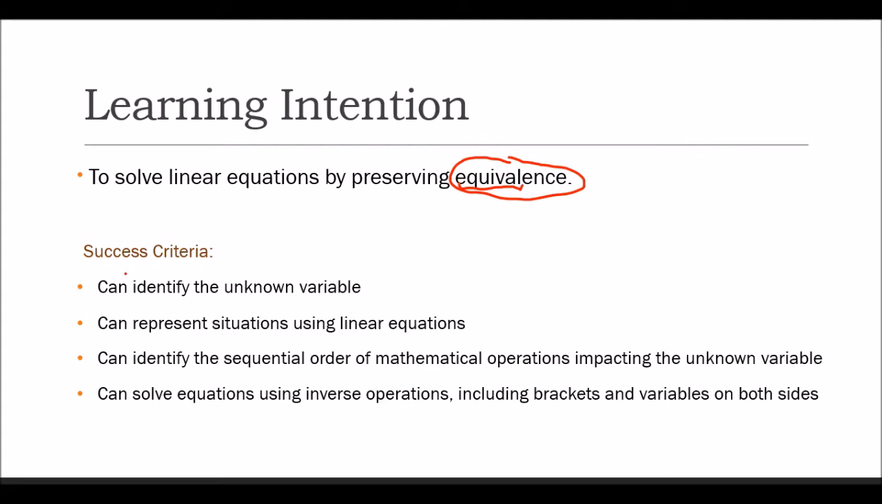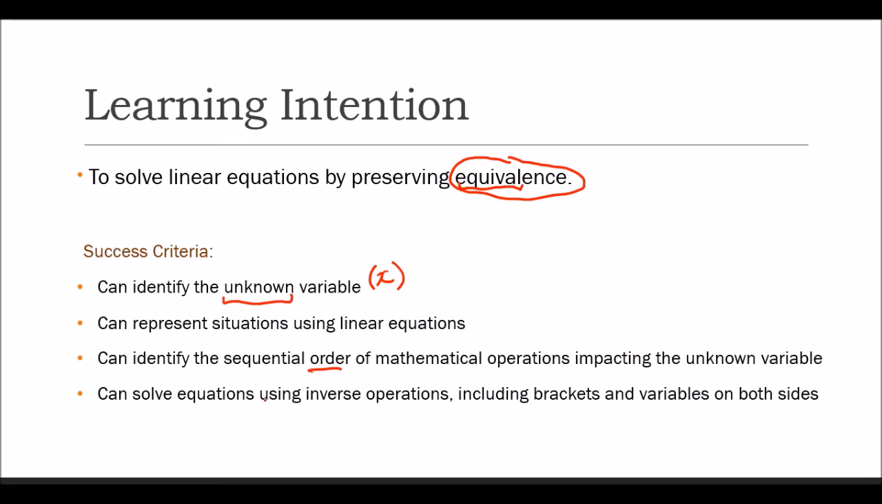And as our success criteria, you'll know how to find the unknown variable. Generally, when we do this topic for linear equations and solving them, the unknown variable is normally x. You'll find that that's normally the case, but it can be other letters as well. But normally we'll refer to it as x. You can present situations using linear equations, so reading a scenario and then using a linear equation to solve it. Identify the sequential order, so finding the order of doing the operations to find that unknown variable.